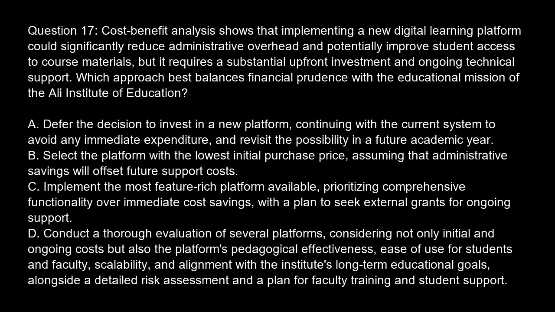Option A. Defer the decision to invest in a new platform, continuing with the current system to avoid any immediate expenditure, and revisit the possibility in a future academic year. Option B. Select the platform with the lowest initial purchase price, assuming that administrative savings will offset future support costs. Option C. Implement the most feature-rich platform available, prioritizing comprehensive functionality over immediate cost savings, with a plan to seek external grants for ongoing support.